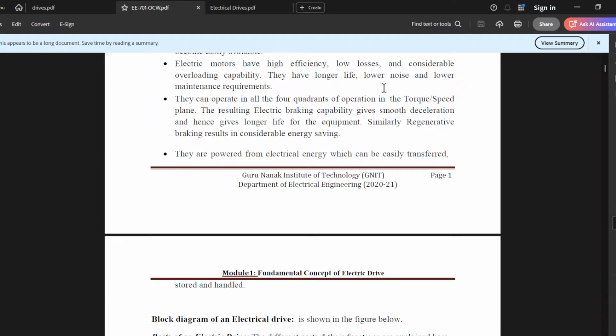Very important, guys. They can operate in all four quadrants. The quadrants being real, imaginary, imaginary, and real imaginary. So basically, positive x-axis positive y-axis, negative x-axis positive y-axis, negative x-axis negative y-axis, and positive x negative y. So these are all the four quadrants of operation in the torque speed plane. This is the Cartesian plane, where the axes will be torque and speed.